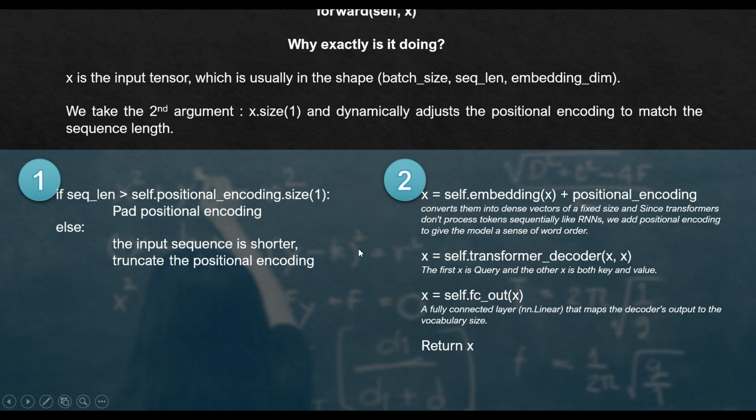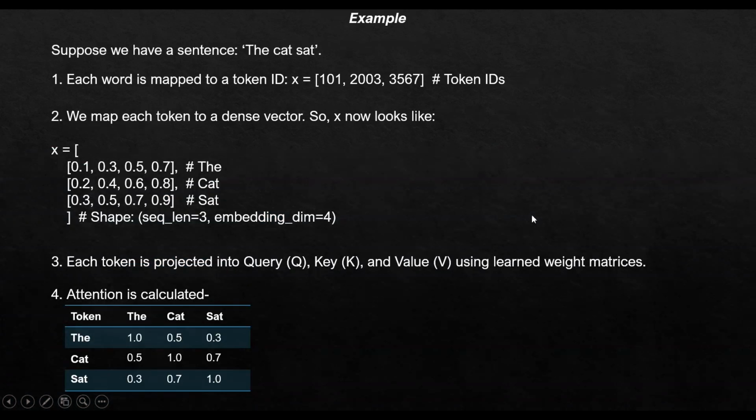So this is exactly what we had learned in the transformer. Let's look at this with a little example of what happens when this passes through the function. Suppose we have a sentence, the cat sat. Let's assume we are doing word level tokenization, and each word has a different token ID. Now we map each of those to a dense vector, with sequence length 3 and embedding dimension 4.